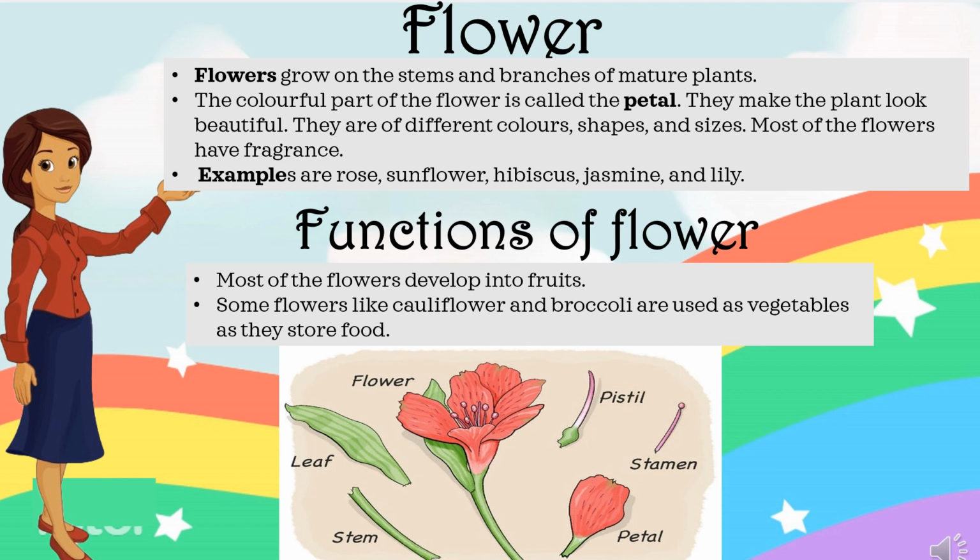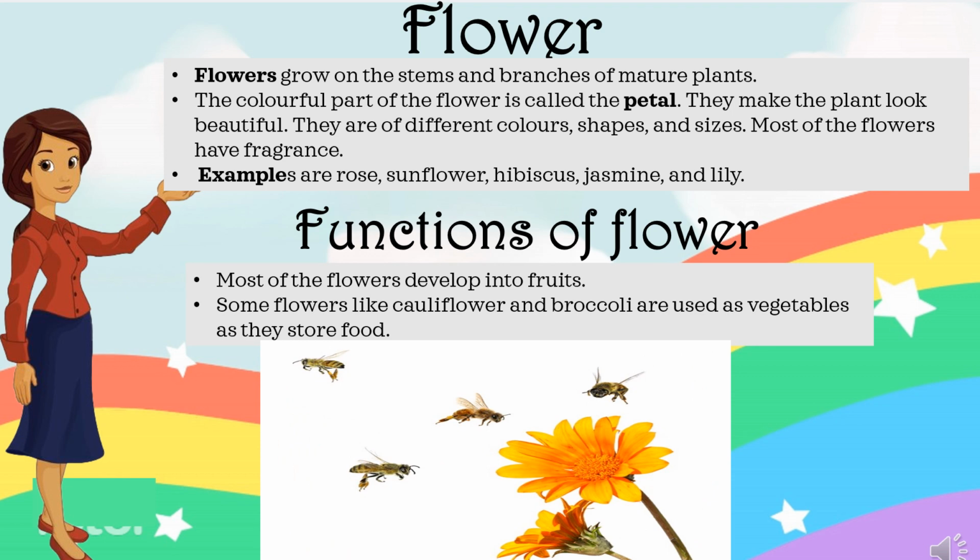Most of the flowers have fragrance. In some flowers, a sweet-smelling substance called nectar is found. They both attract insects. Some common examples are rose, sunflower, hibiscus, jasmine, and lily.